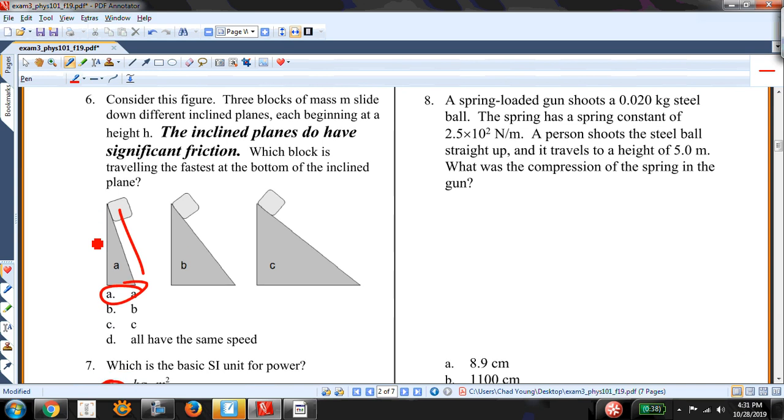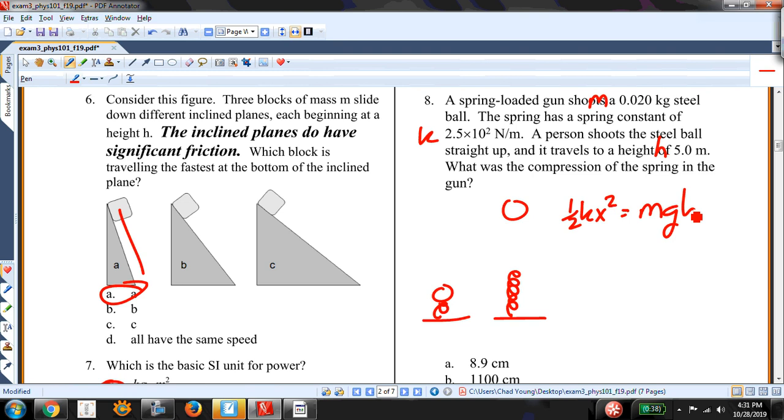Spring-loaded gun shoots a 0.02 kilogram steel ball. There's a spring constant. That's k. This is m. This is the height. What is the compression of the spring in the gun? So I have this ball, and then it goes up to a certain height. Initially, it only has elastic potential energy, and then it has gravitational potential energy. I'm looking for h.